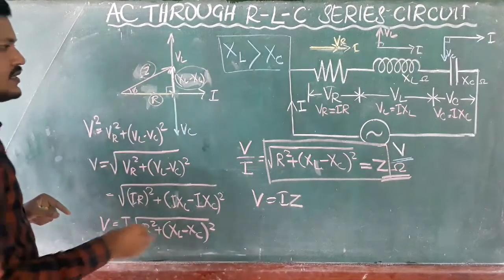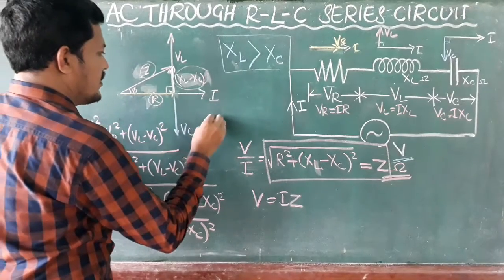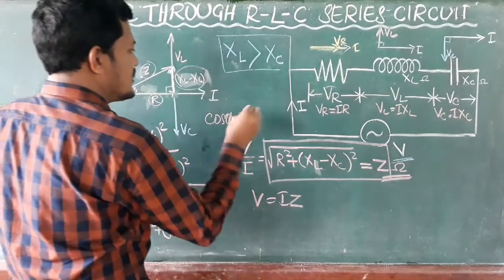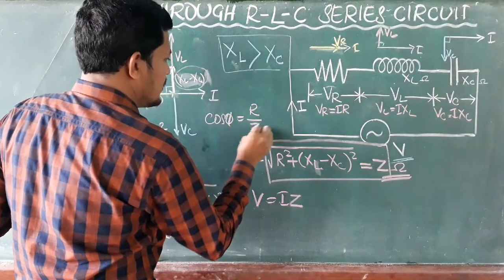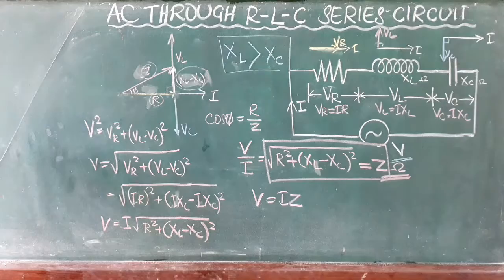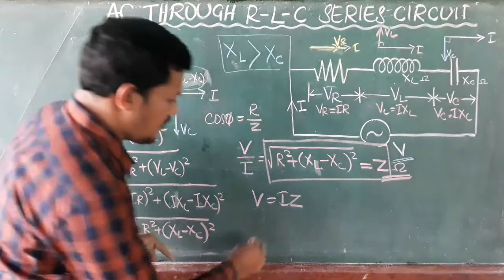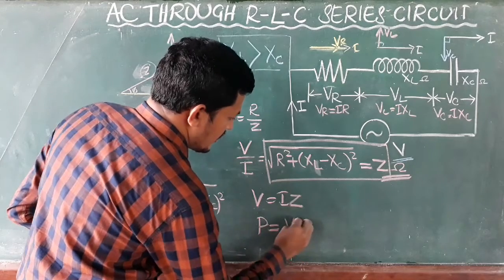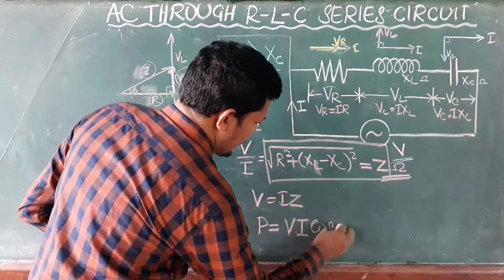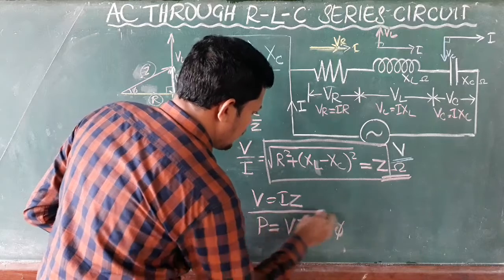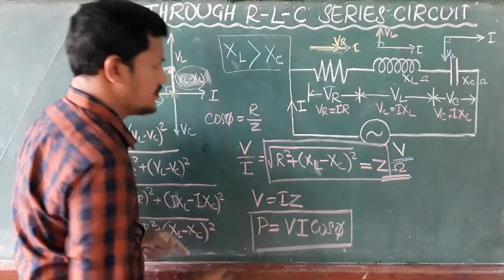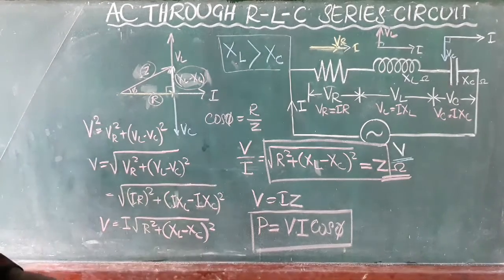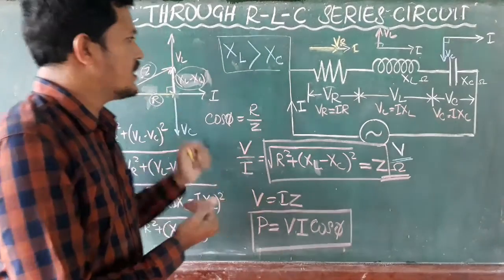So here phi means cos phi, or power factor, cos phi equals R by Z. Clear? Power factor cos phi equals R by Z, or power equals total voltage, total current into cos phi. It is the power in a circuit. Clear? So based on this circuit, we can say what the position of the current is.